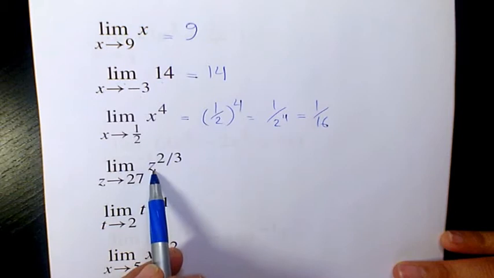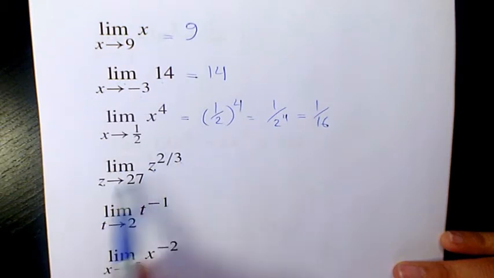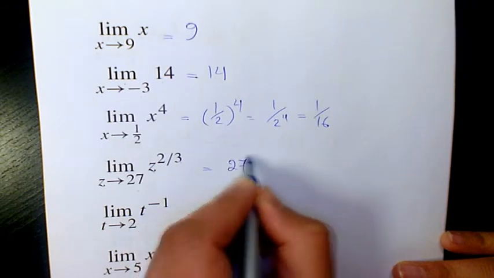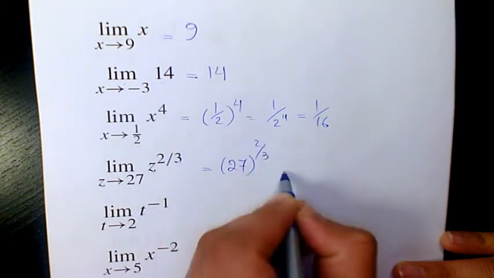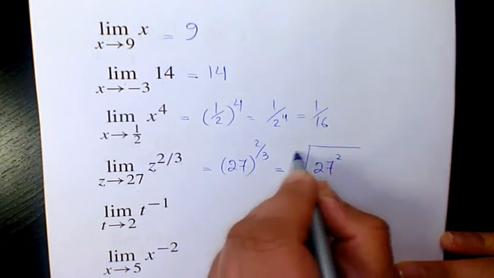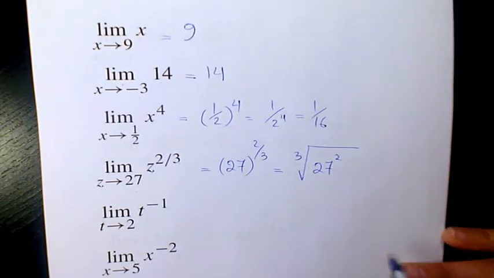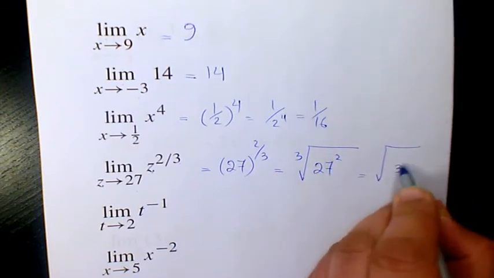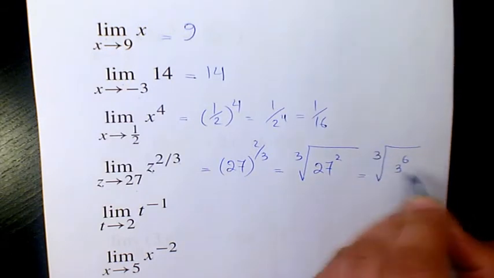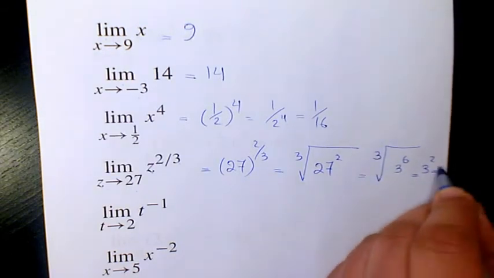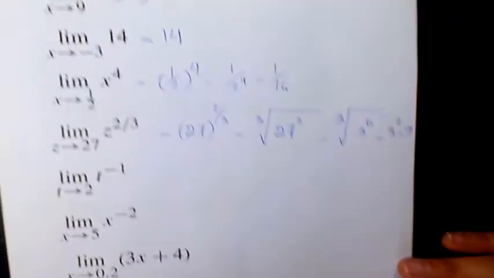Limit of z to the power of 2/3 when z is approaching 27 will be 27 to the power of 2 divided by 3, which is going to be the cube root of 27 squared. 27 is already 3 cubed. The power of 2 is going to be 3 to the power of 6. Cube root of 3 to the power of 6 is going to be 3 to the power of 2, which is going to be 9.